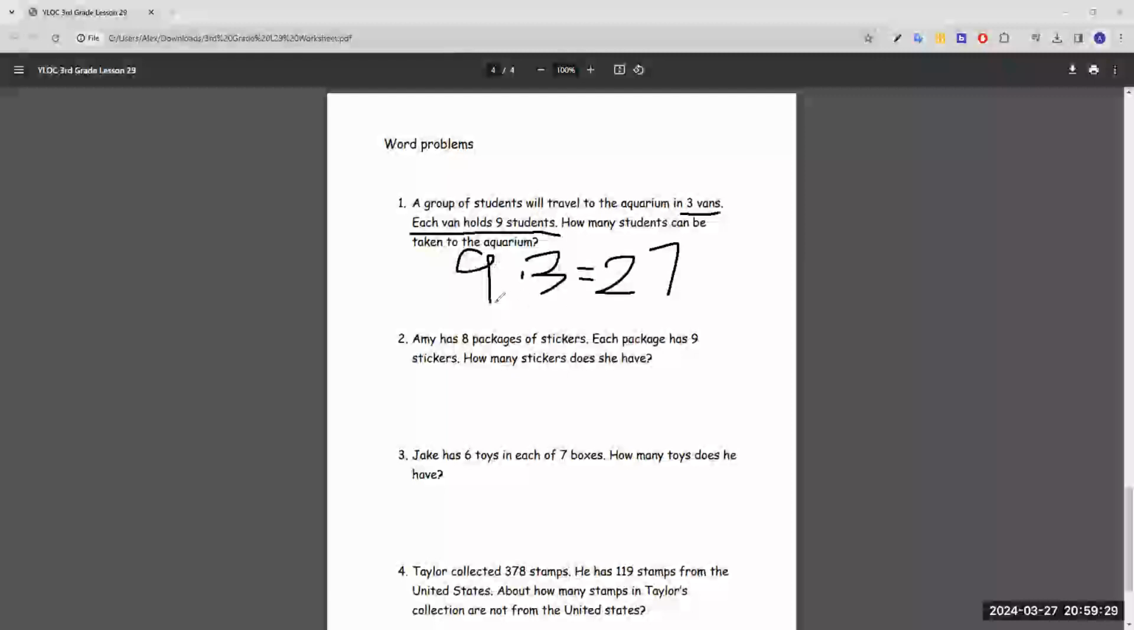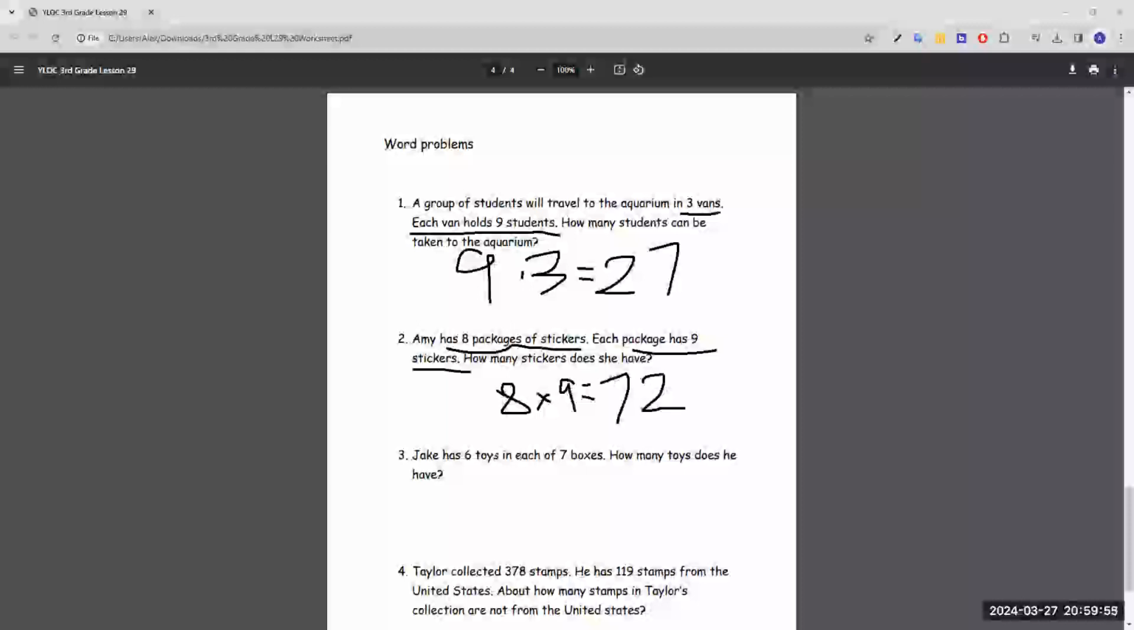Number 2, Amy has 8 packages of stickers. Each package has 9 stickers. How many stickers does she have? Again, similar to number 1, we have a certain number of something, and that something carries a certain amount of something. So in this case, we have 8 packages, and each package carries 9 stickers. So 8 times 9 is 72.